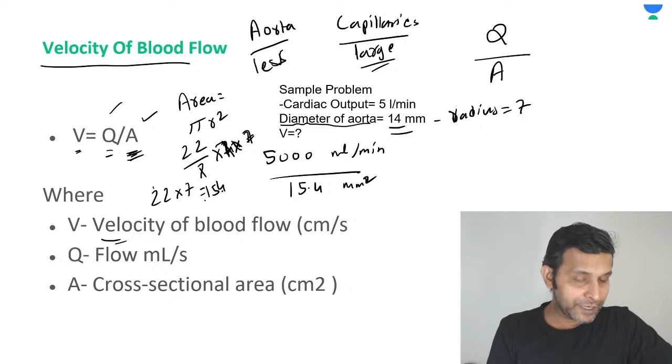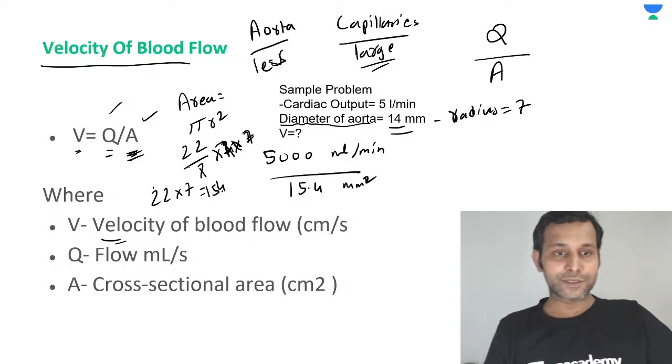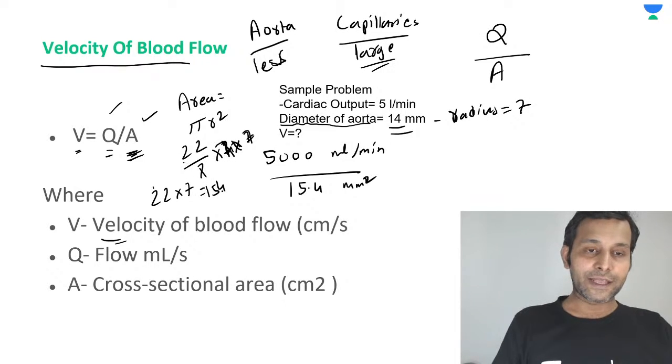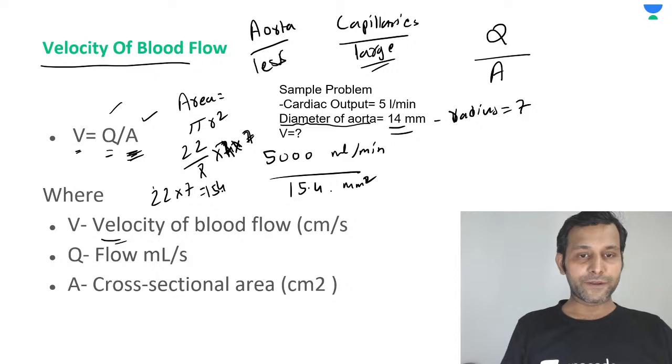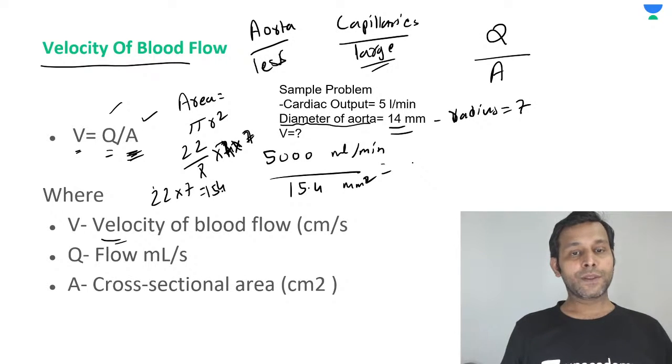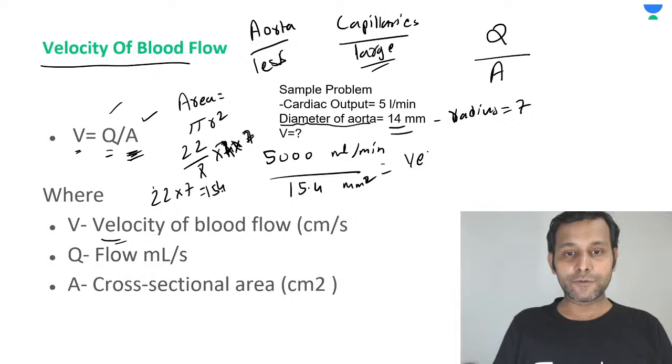So 22 by 7 into 7 into 7 will give the area. So 7 and 7 are cancelled. 22 into 7 gives you what? 154. So 5000 divided by 15.4 will give the velocity of the blood flow.